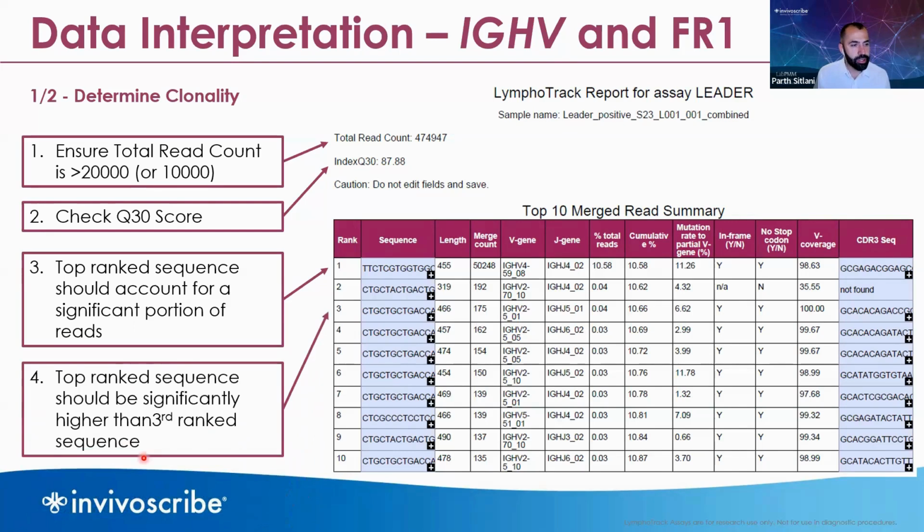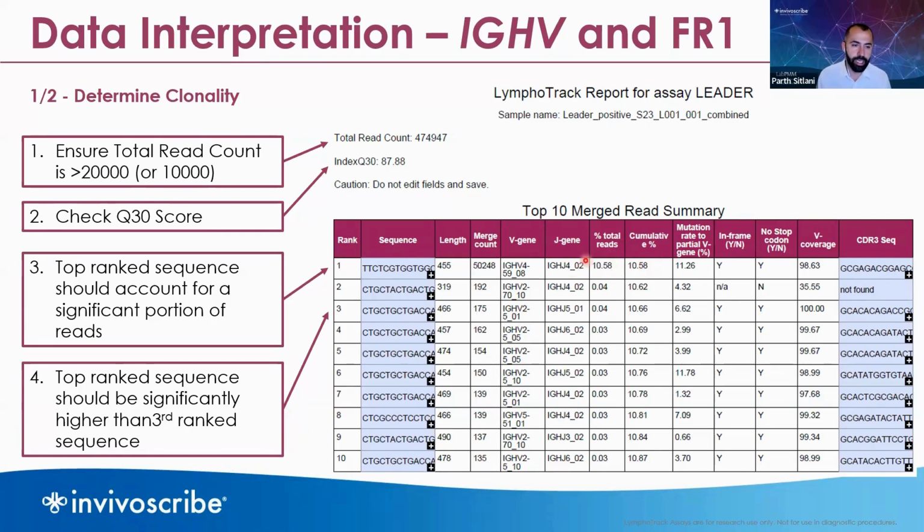The final criteria is that the top rank sequence should be significantly higher than the third rank sequence. That's because the third rank sequence generally represents the polyclonal background, and we want to make sure that when we have a clonal cell population, it is not just highly abundant, but it's also highly abundant over a background. Because as individuals age, if they have a potential immune issue happening, they can also have very highly elevated rearrangements in general, and that's not the same as having a true clonal rearrangement.